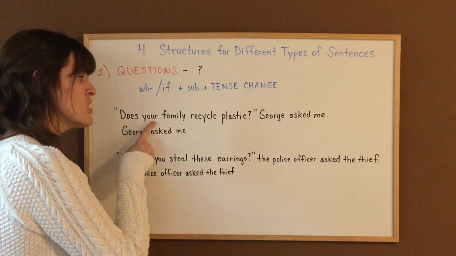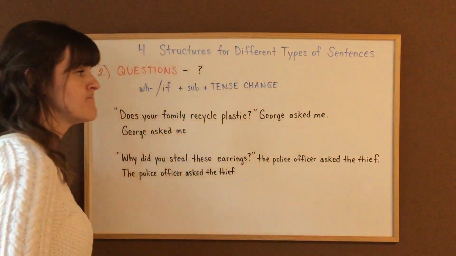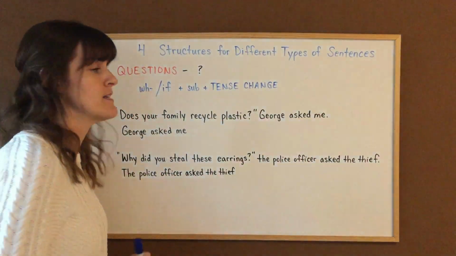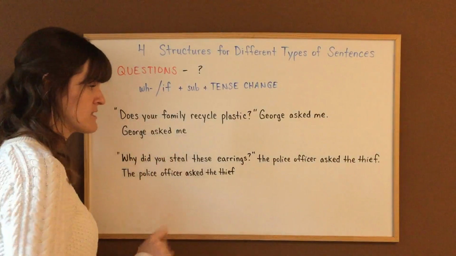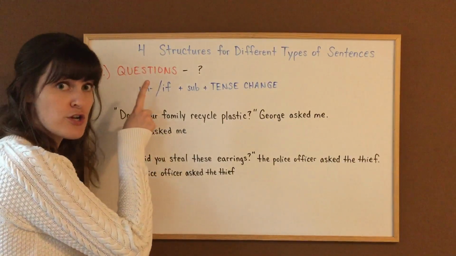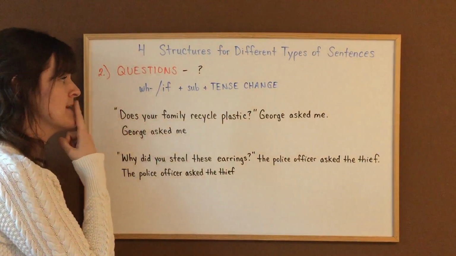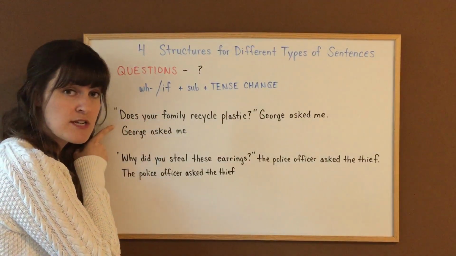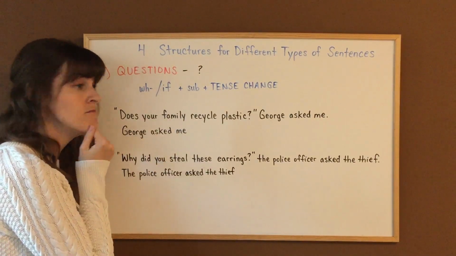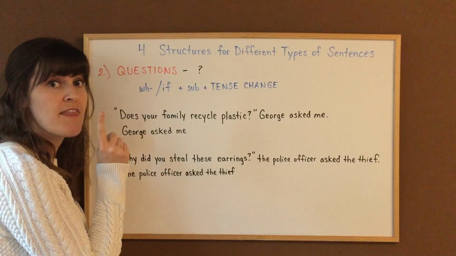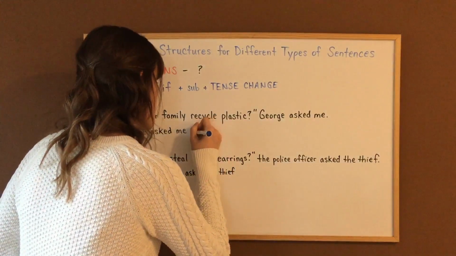First, does your family recycle plastic? George asked me. Okay, where do we begin? We always just copy this part of the sentence. George asked me. That's the same. George asked me. Let's look at our structure. WH or if? Is this a WH question? Has it got a WH word? Nope. Then we have to put if. Easy as that. If.